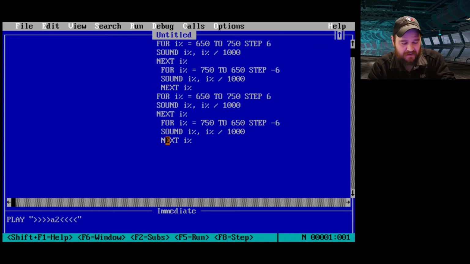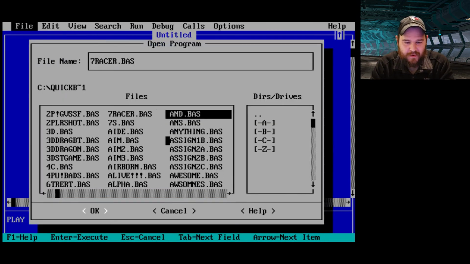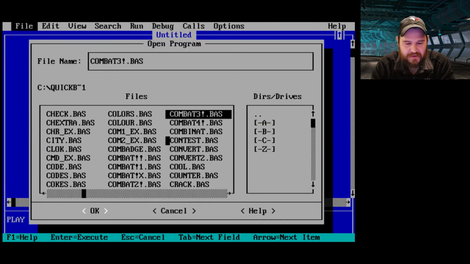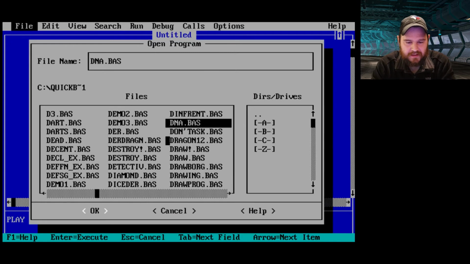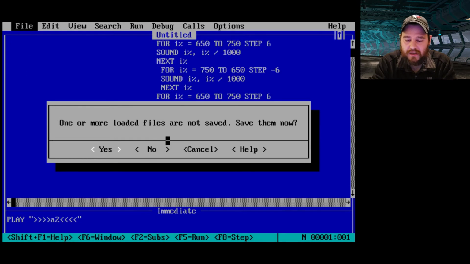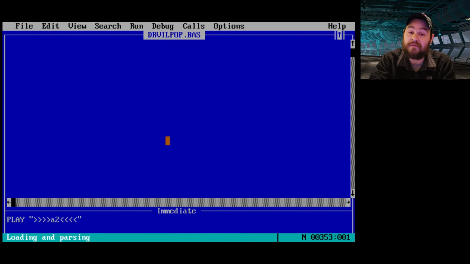Okay, so that's what we heard. How else are you going to make those sounds in QBasic? All you needed was a PC speaker, and life was awesome.